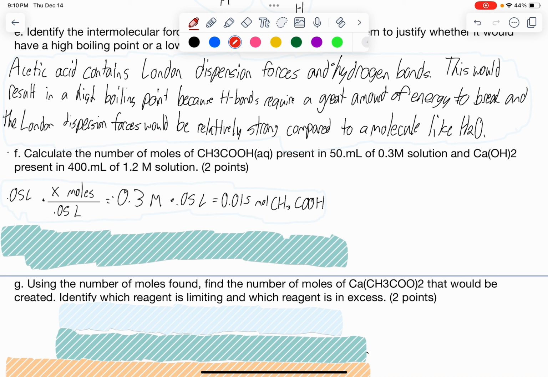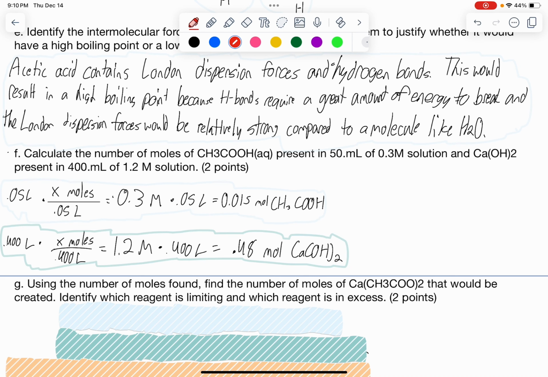Multiply the 0.3 molar by the 0.05 liters, converting to liters, of course, and you get 0.015 moles of acetic acid. And then over here, multiplying the 1.2 by the 0.4, you would get 0.48 moles of calcium hydroxide.